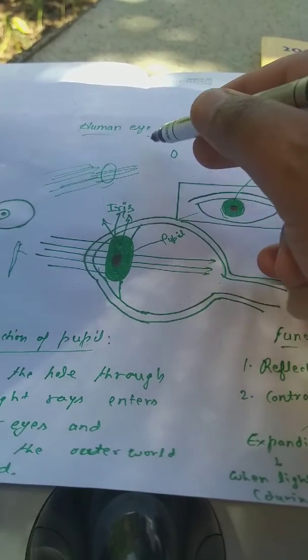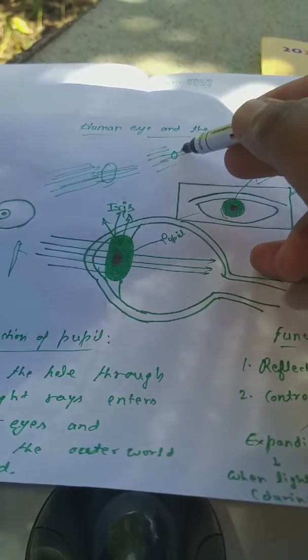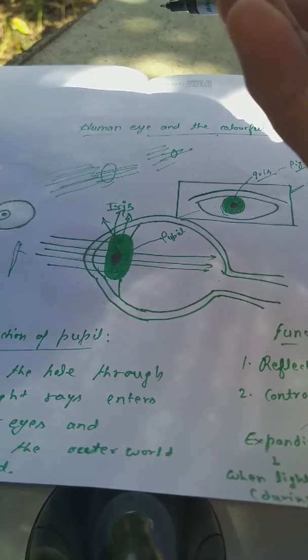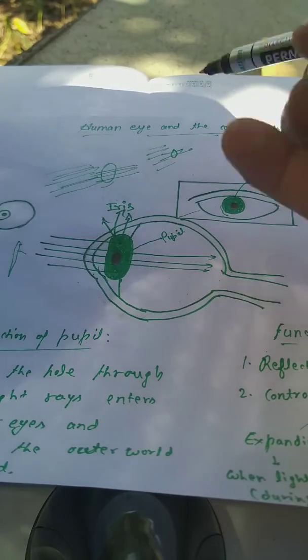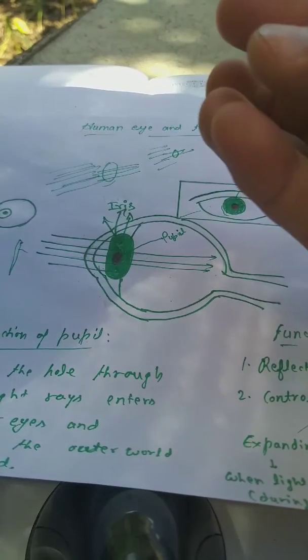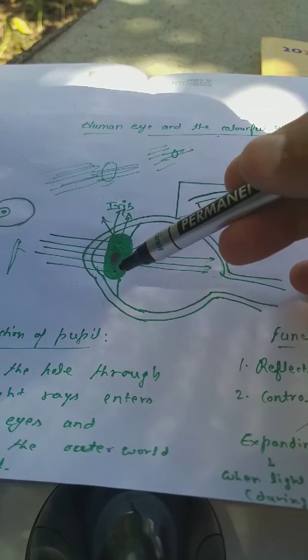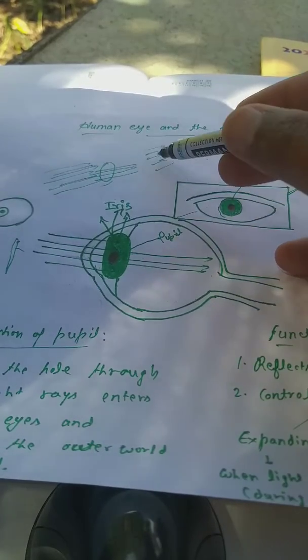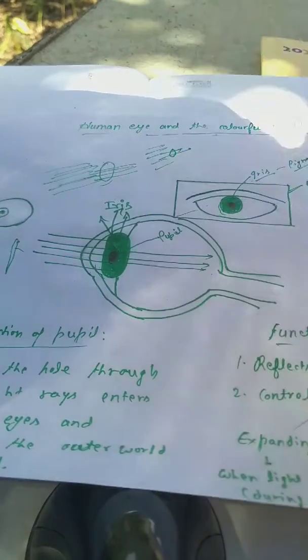And if there are more and more light rays, only some of the light rays will enter inside. Like in the daytime, if you look towards the sun, more and more light rays come towards you, and you contract your eyes. Why? Because your iris is contracting the size of the pupil, and the number of light rays entering is lesser. Okay, and your eyes are protected.